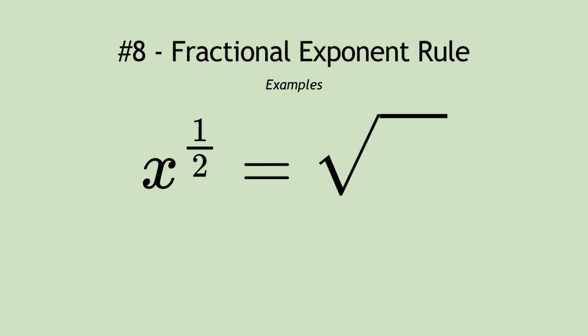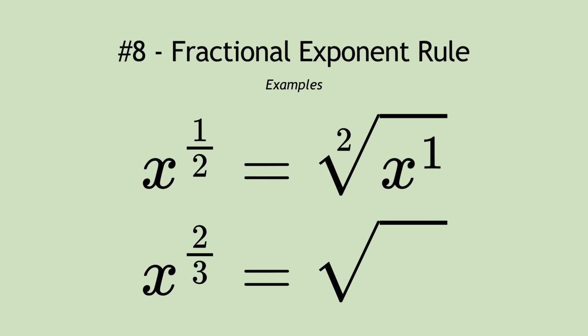Here we have x to the power of 1 over 2. So the bottom becomes the root, which means it's going to be written on the outside. We're going to keep our base of x, and our exponent is going to be the top, 1. So we have square root of x to the power of 1. Let's do one more. We have x to the power of 2 over 3. The bottom is going to become our root, so 3 goes on the outside. We're going to keep our x as our base, and our exponent is going to be 2. So here we have cube root of x to the power of 2.